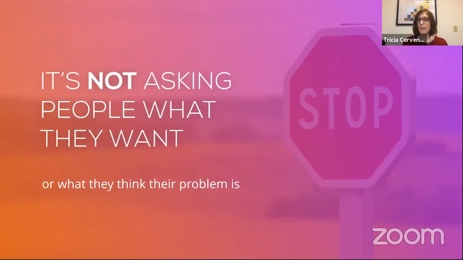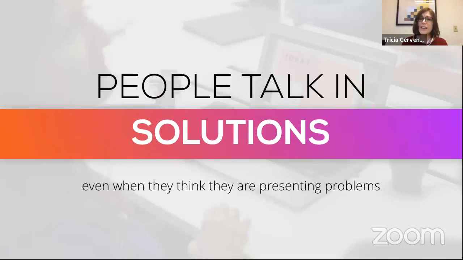It's also not asking your sales team or your CS team or your CEO to tell you what people want. It's really about asking people why they're behaving the way they are, and then bringing that information back to your team and letting your team use the collective knowledge they have to come up with solutions. If you were to ask people what they wanted, people will often talk in solutions. It's just how people approach the world, even if they think they're presenting a problem.